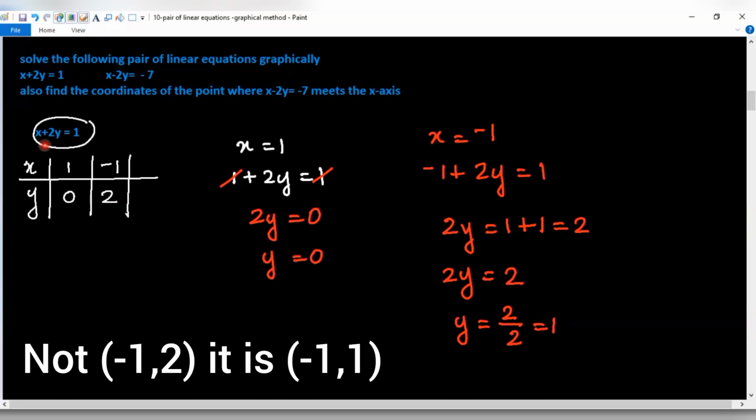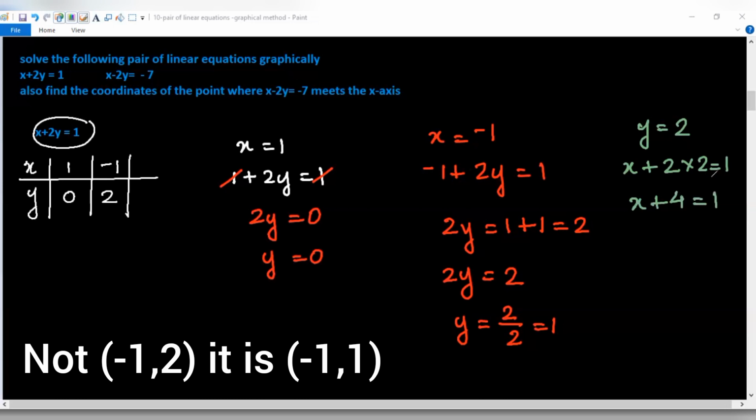Similarly, what happens when y is equal to 2? Okay, let us check. When y is equal to 2, see here, x plus 2y will become 2 into 2, equals 1. So x plus 4 equals 1.